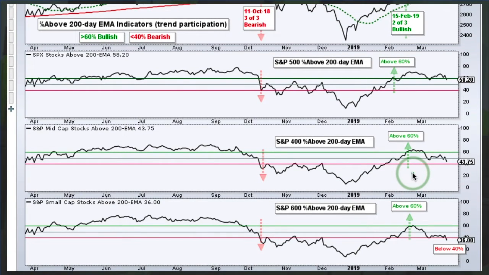And you can see we got some follow through with mid caps a little later in mid-February, as well as small caps. And now we're starting to get some weakness because you can see small caps have moved below 40%, but we have yet to get confirming signals from large caps or mid caps. But when one of these triggers and the other one's already triggered, that would mean 2 of the 3 are net bearish, and that would flip this indicator to bearish.